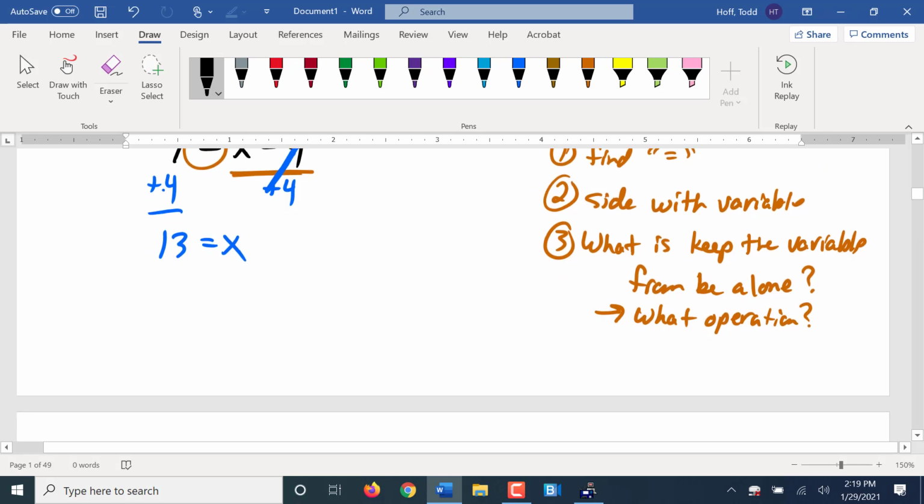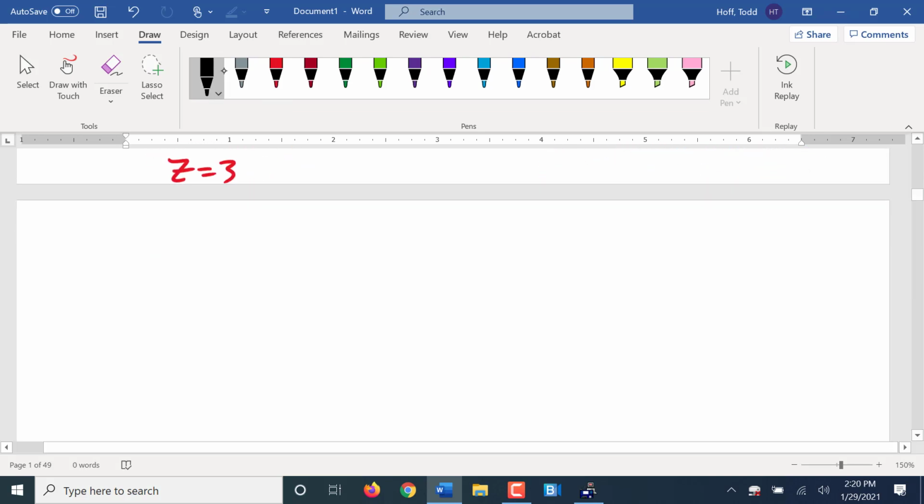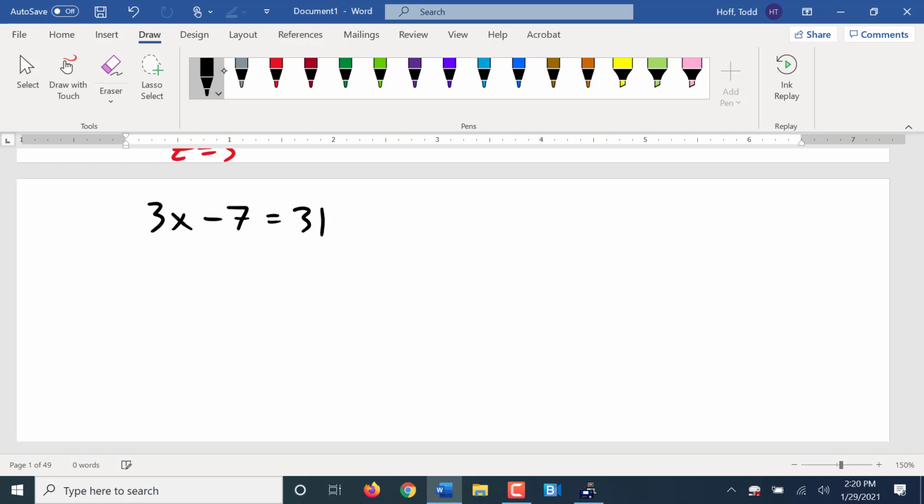Or we might have 6z equals 18. What's keeping z from being alone? It's multiplied by the 6. Good. To get rid of it, we're going to divide by 6. So the 6 is gone there. z equals 3. Not all of our equations are that simple. We have 3x minus 7 equals 32.